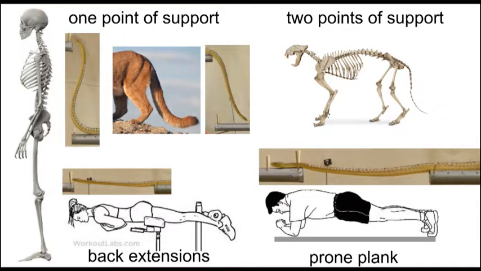Body orientation and whether snakes had one or two points of support affected muscle activity, and this system has analogous mechanical demands with many other non-aquatic vertebrates. Indeed, some of the muscular mechanisms used by snakes resembled those used by humans when they perform either back extensions or prone plank exercises.